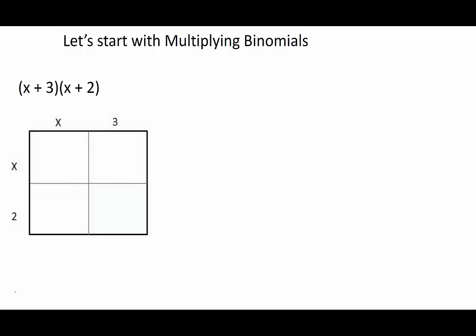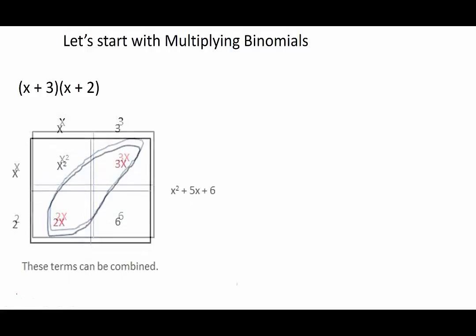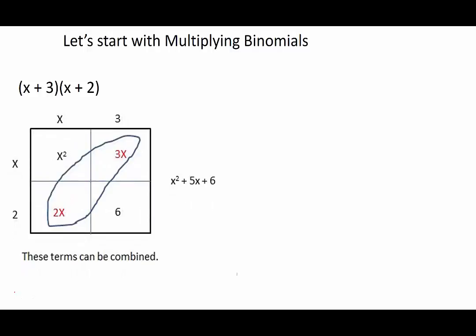So I have put the x plus 3 on the top and the x plus 2 on the bottom. We know that x times x is x squared. X times 3 is 3x. 2 times x is 2x, and 2 times 3 is 6. 2x and 3x are like terms. They can be combined. So we get a trinomial, x squared plus 5x plus 6. We multiply two binomials, and after combining like terms, we get a trinomial.